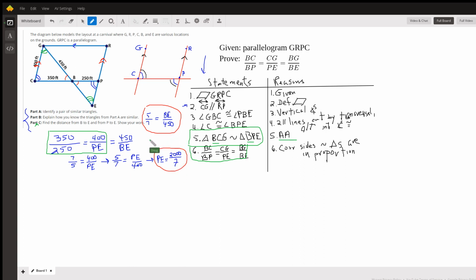And similarly, we could use 350 is to 250 as 450 is to BE. Take the reciprocal if you want, multiply both sides by 450. And you get BE equals 5 times 450 over 7.